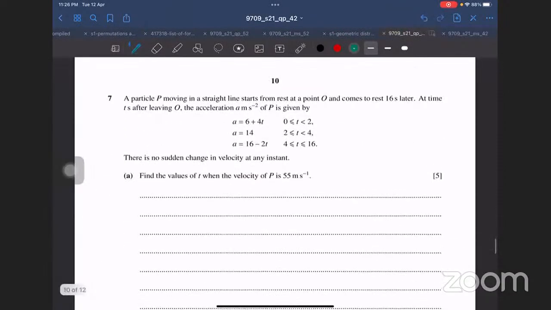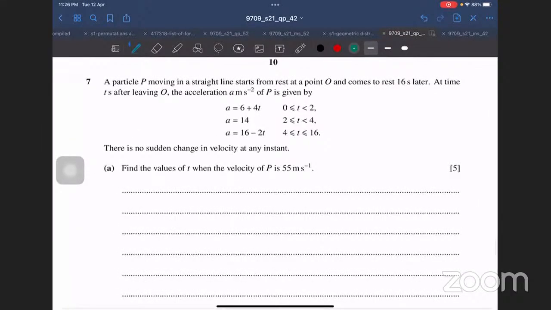Long question. Question number 7. It is a particle moving in a straight line from rest at point O, comes to rest 16 seconds later. So final speed is 0. At time t seconds after leaving O, the acceleration is given by this. There is no sudden change in velocity at any instant.